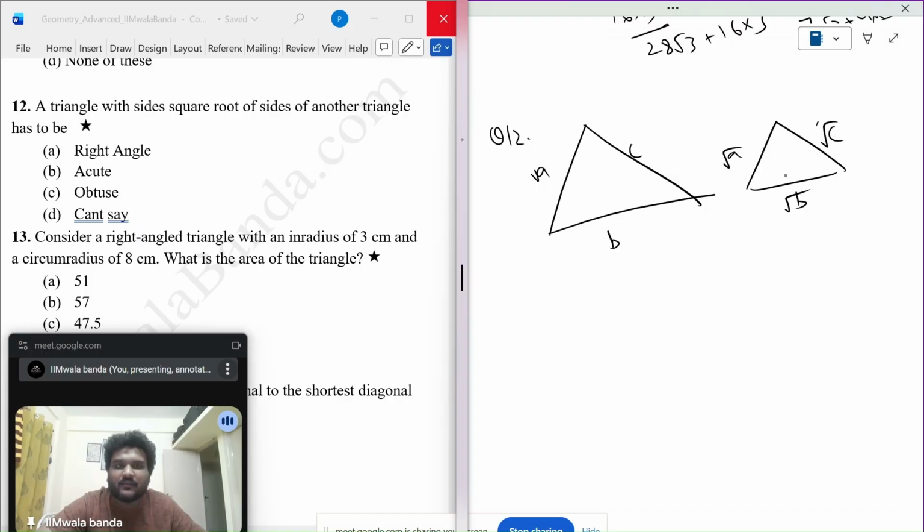A triangle with sides square root of... another triangle has to be. Can't say. I know this, that a plus c has to be greater than b, and root a plus.